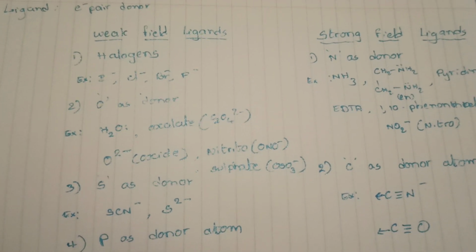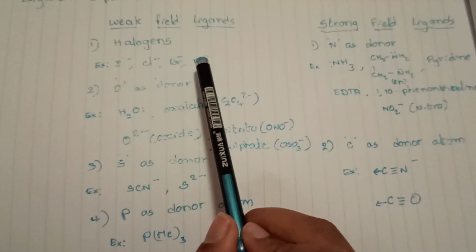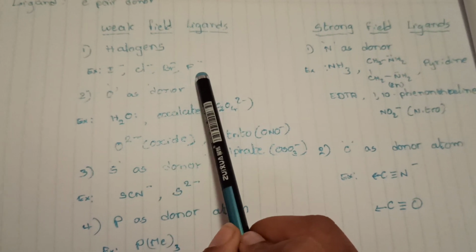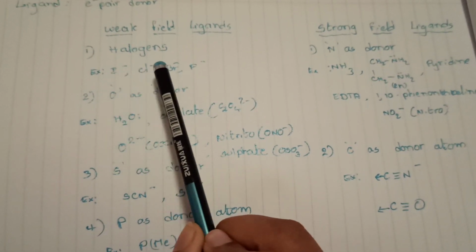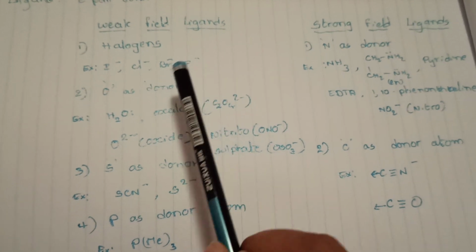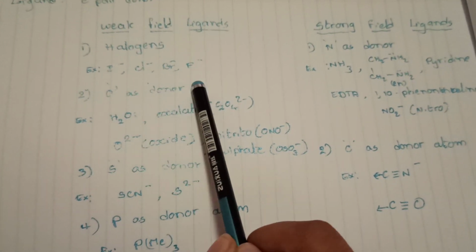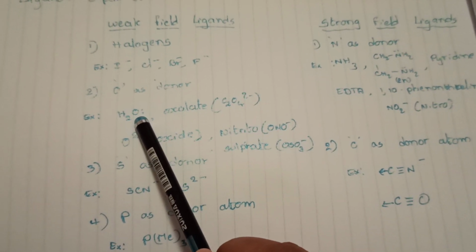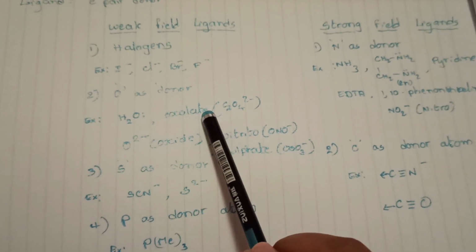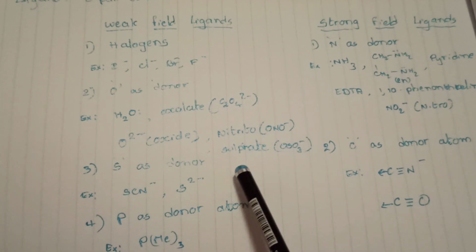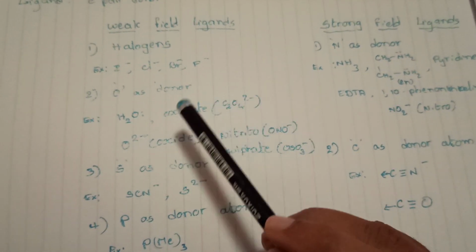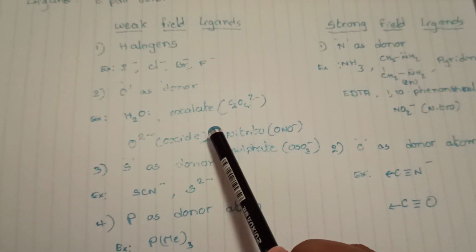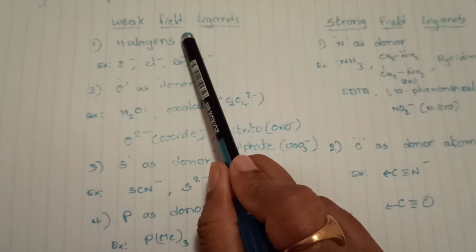Coming to the trick, weak field ligands include all halogens. All halogens come under weak field. What halogens do we have? Iodide, bromide, chloride and fluoride, as well as oxygen as a donor atom. We have a few molecules and ions where the oxygen atom acts as a donor. Examples: water, oxalate, oxide, nitrito, sulfate. All these ligands bind with the metal through oxygen atoms. So the donor atom is oxygen, which is why they also belong to weak field ligands.